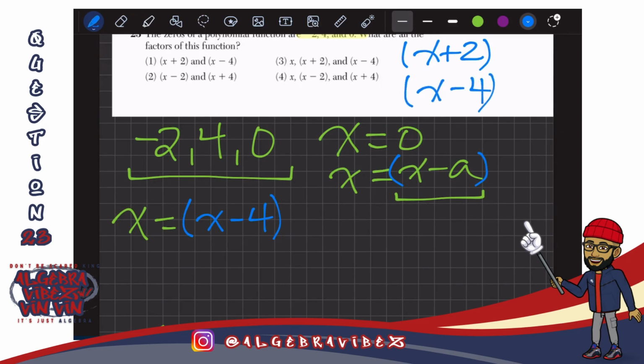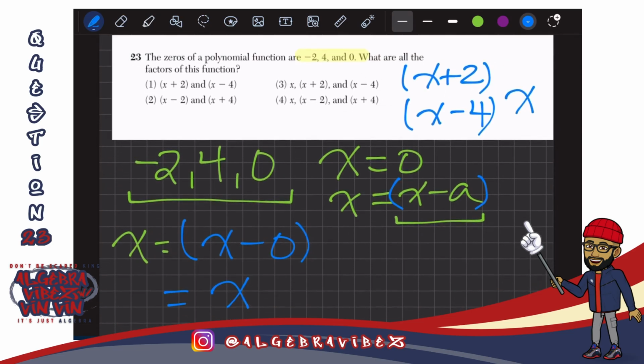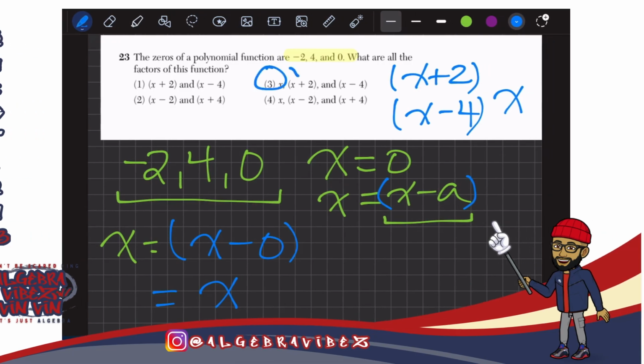And then the last one that we're going to do is we're going to plug in the 0. So x minus 0. And we already know that that leaves us with x. So that's another one of our factors. So now when we scroll back up here, we're looking for x plus 2, x minus 4, and x, which is this choice, number 3 here.